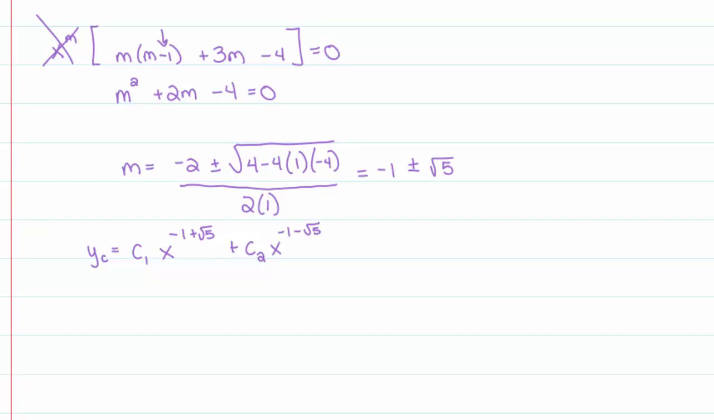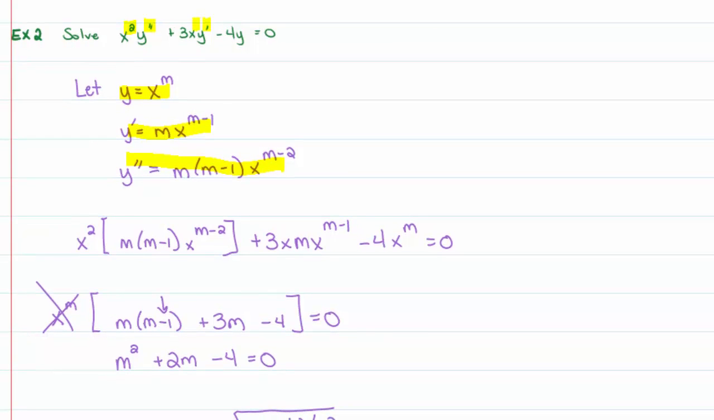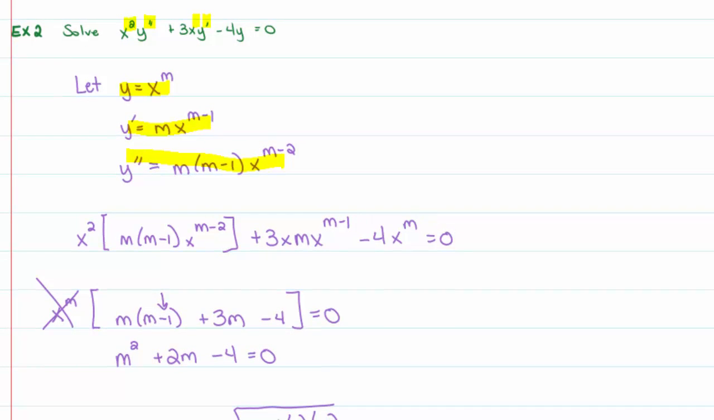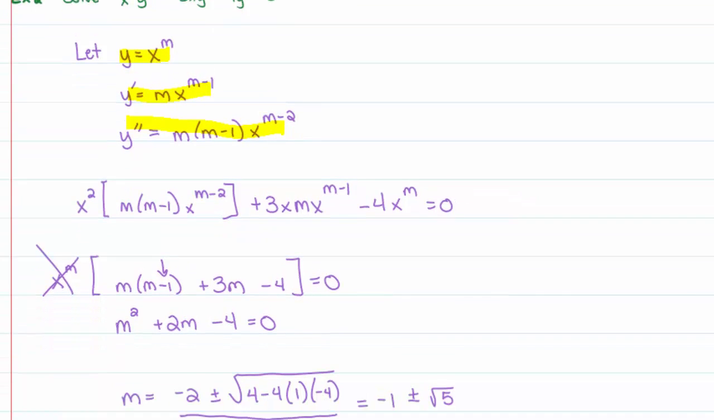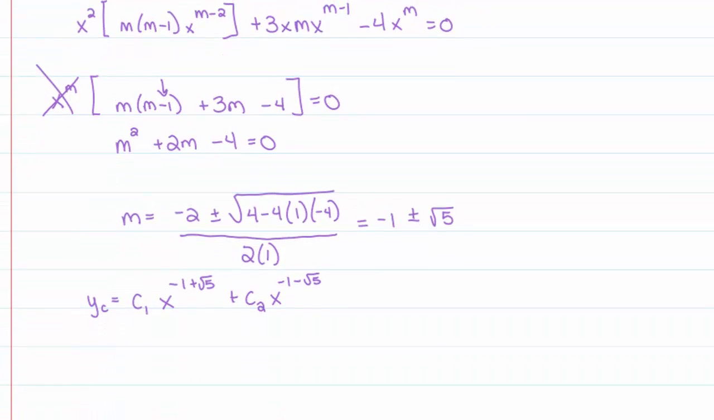So example 2 here is an example of solving a Cauchy-Euler differential equation that's homogeneous, which results in a characteristic equation with 2 real roots, and that results in a solution that's pretty simple, actually, right? You just take each of the roots as the powers for your base x in your solution.